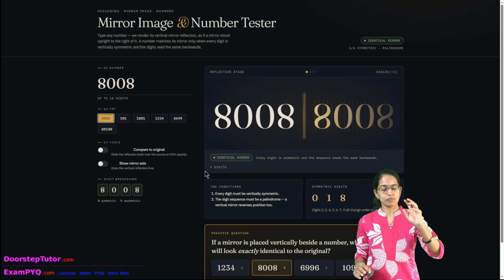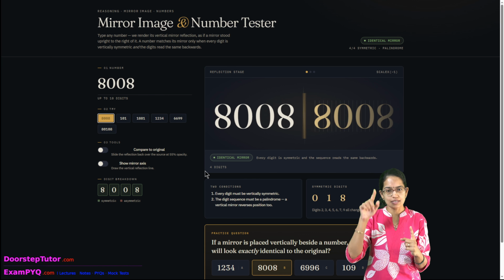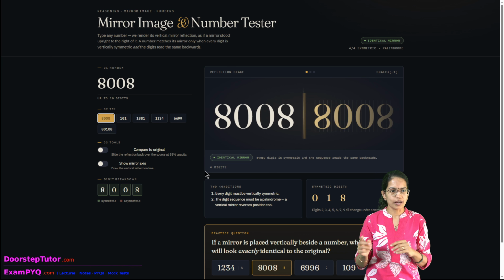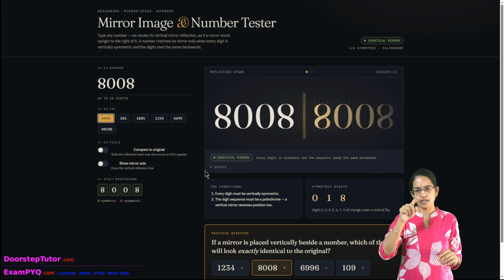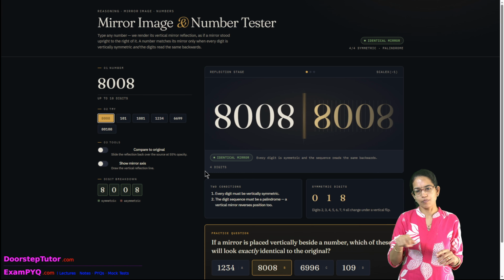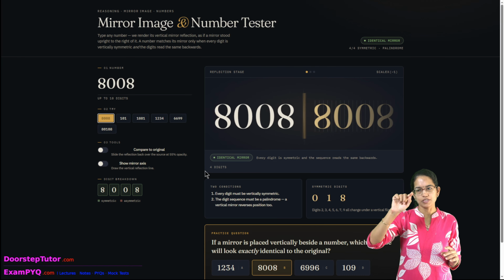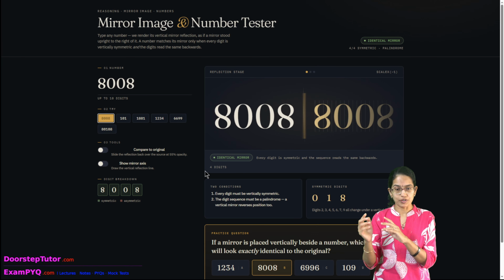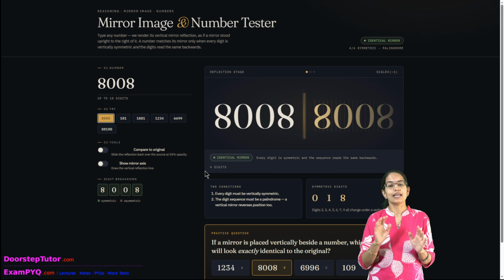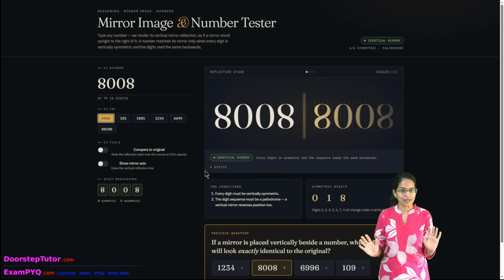I take a round ball, I see it in the mirror, it would appear round only, right? As simple to explain. Now 1, if it is a simple straight line, it would remain 1. But if it is a 1 with a top arrow and a bottom line, the bottom line would remain the bottom line only. But this top arrow which is on this side would turn onto this side when you see a reflection of it. So if it's a single 1, then it would be exactly the same and symmetric, right?